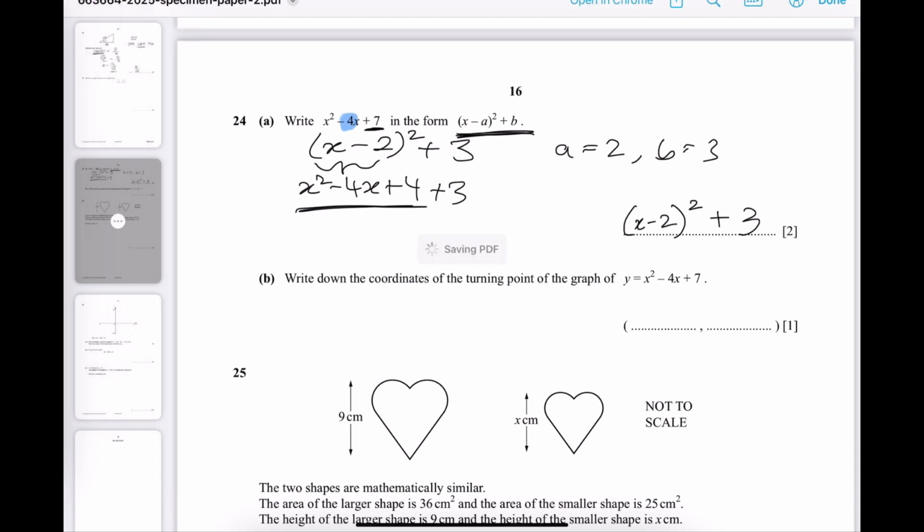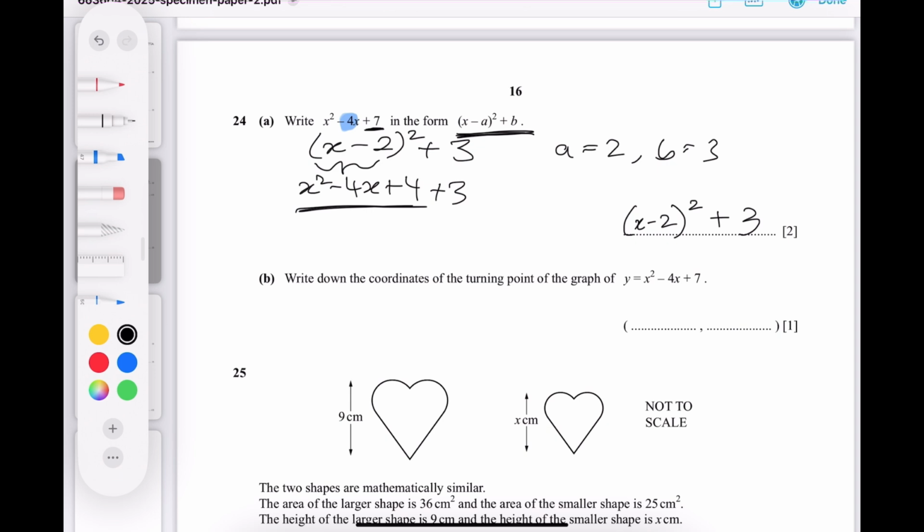So now we want to write the coordinates of the turning point of the graph. In this form that we're given, x minus a all squared plus b, there's an important formula you need to know. The turning point is always equal to a, b. And so the turning point here is just 2, 3, because as we've already deduced here, a is 2, b is 3.